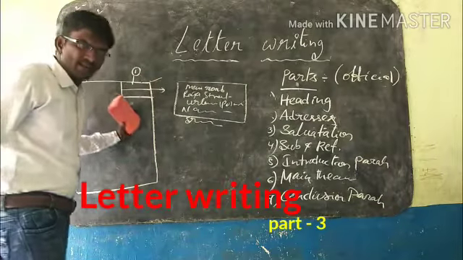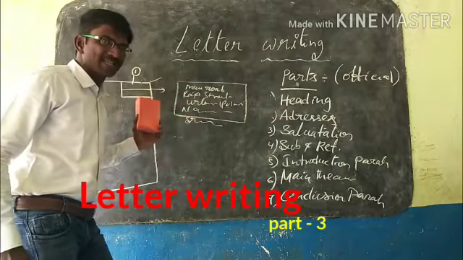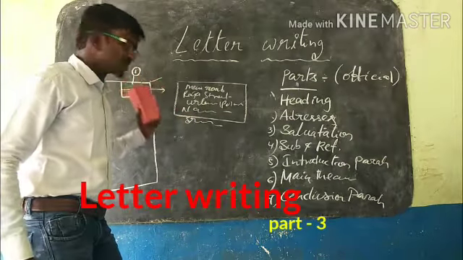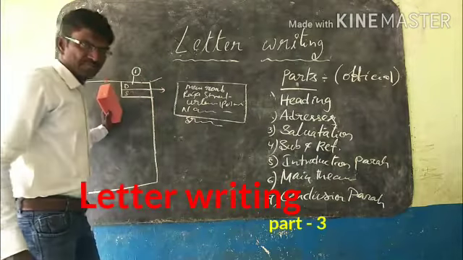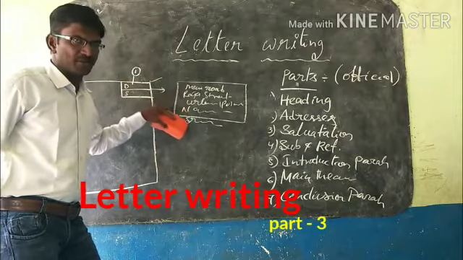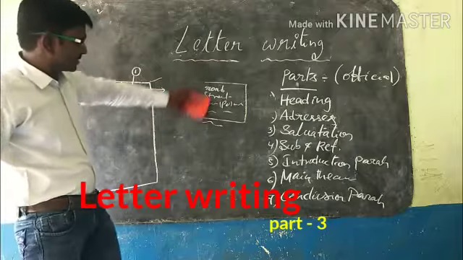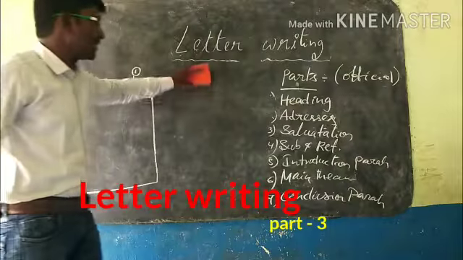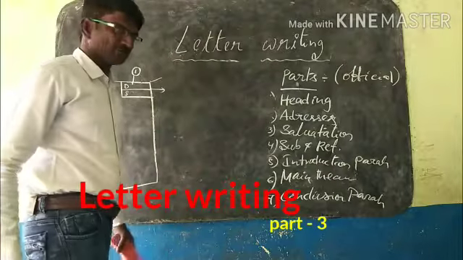It should be here once upon a time, but not now. Now what do we need to write there? Date and station only. This is the old rule, but there is no need to follow it. This is enough for us. That is the information about the heading.